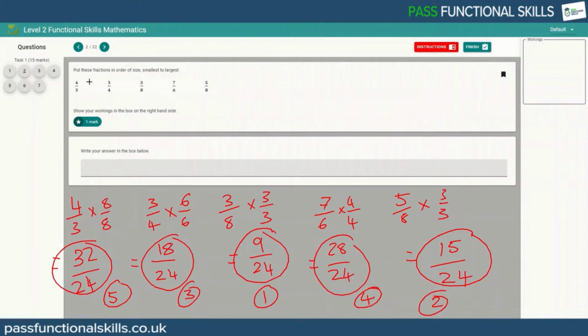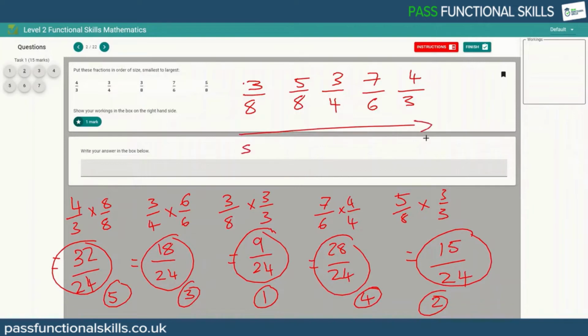So that's our order from smallest to largest, but in the question we have to remember to rewrite them in the form that they're given. So making sure that we are careful to write the corresponding value for each one. So 9 over 24 is this fraction here, 3 over 8, so that's the smallest one. So write 3 over 8. Then the second one is 5 over 8, the next value up. Then 3 over 4, then 7 over 6, and finally 4 over 3 is the largest value. So here we've written them in order from smallest down this side to largest up here.